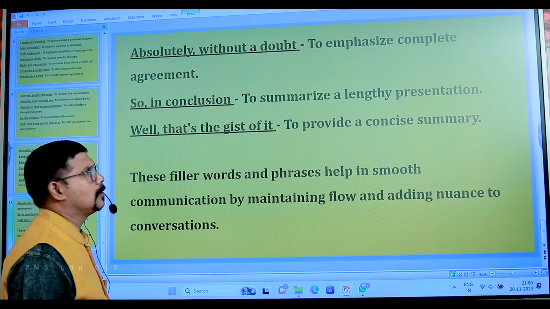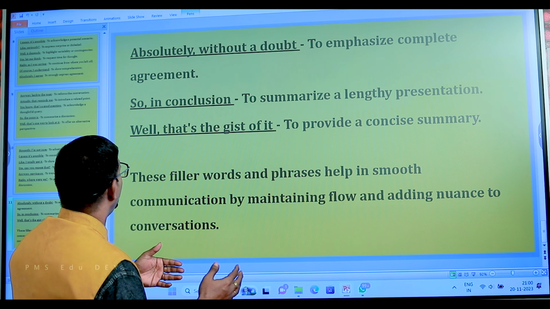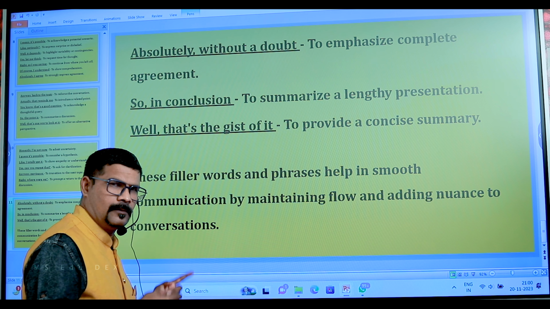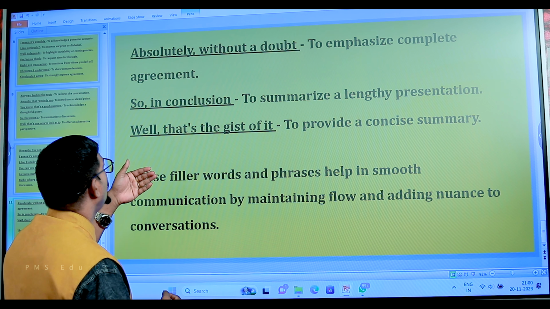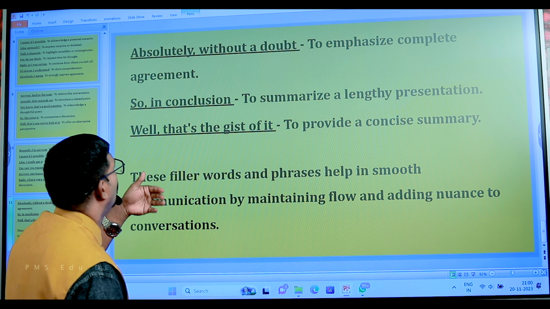Absolutely, without a doubt, to emphasize complete agreement. These filler phrases are often used: absolutely, without a doubt. Stating that, okay, I trust this point or the incidents which you have shown me.